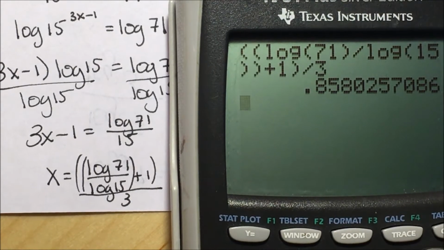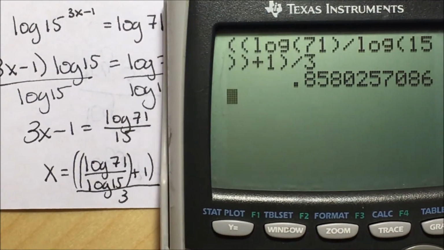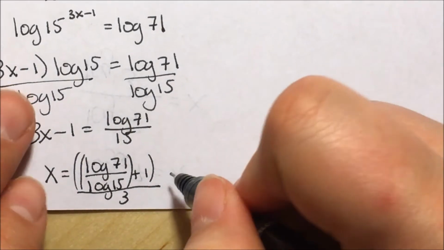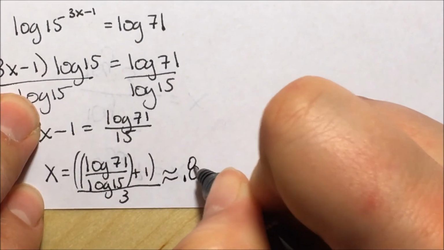You can also do this in smaller chunks if you're not comfortable doing it all at once, but I want to make sure if you go to type it in all at once that you're typing it in correctly. So approximately 0.8580.